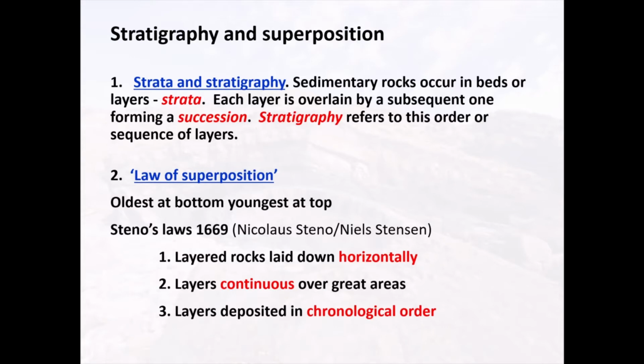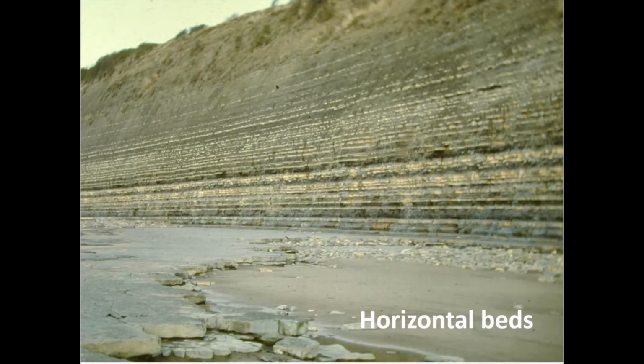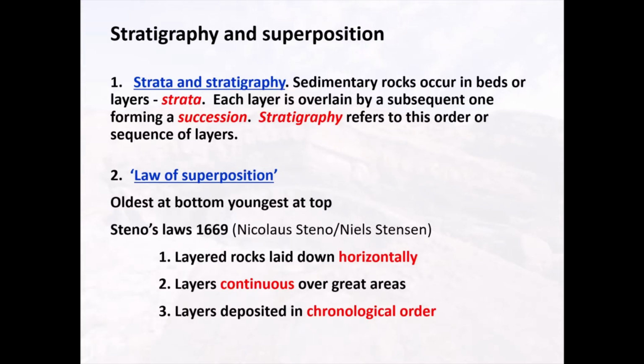And we'll probably hear some of these words that are sometimes used interchangeably, but it's not quite right to do so. But we can understand sedimentary rocks as being deposited in beds or layers, which are called strata. And each layer of strata is overlain by a subsequent one to form a succession. So if we go back to that photograph, we can see this succession of individual layers of sandstones and muds. Stratigraphy then refers to the study of the order of this sequence of layers.